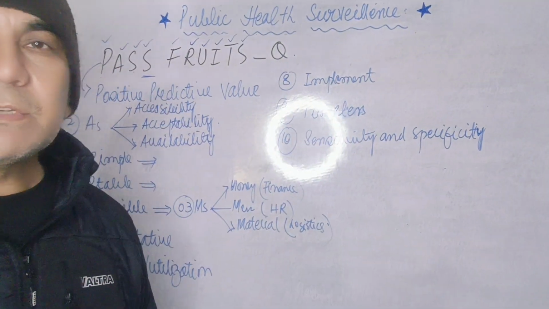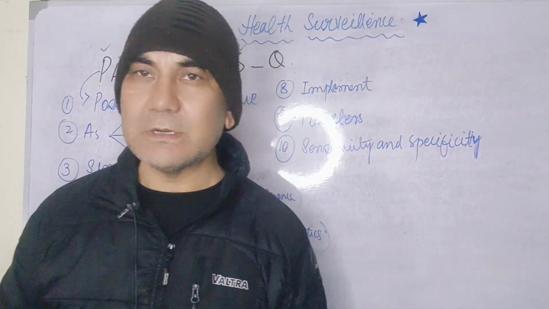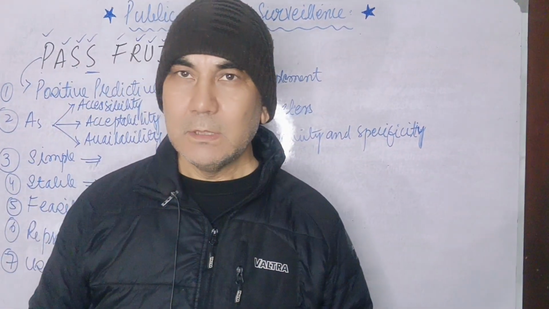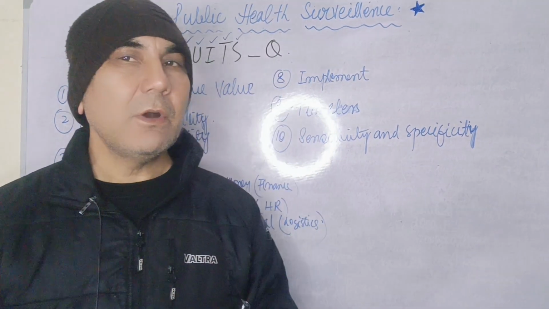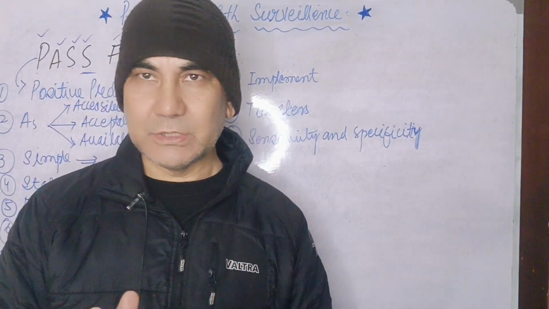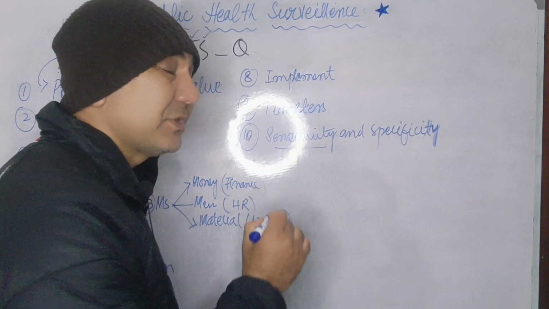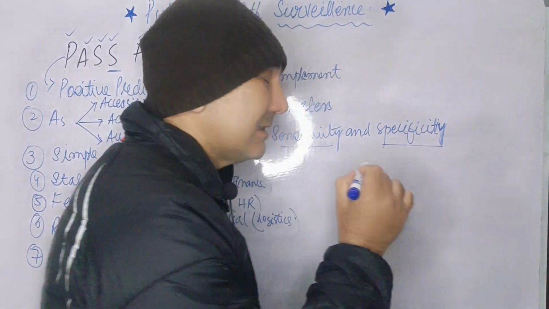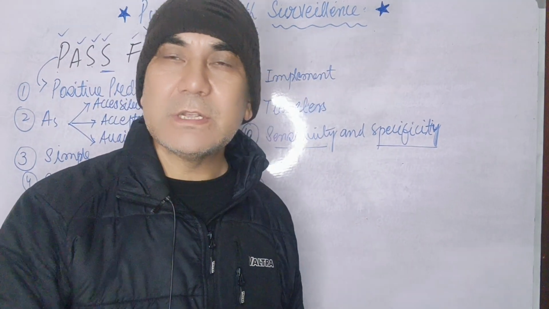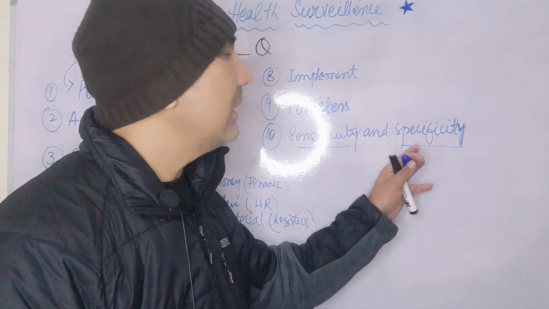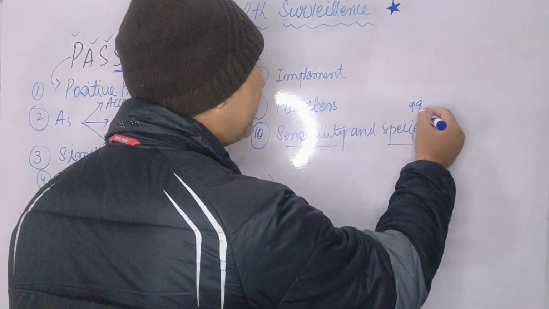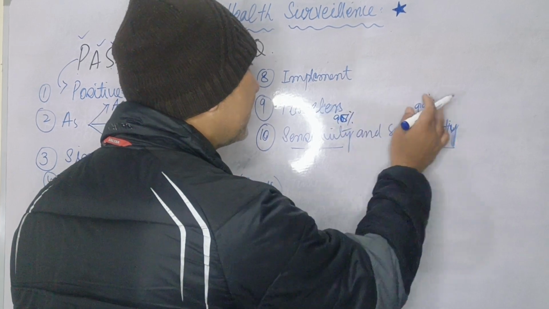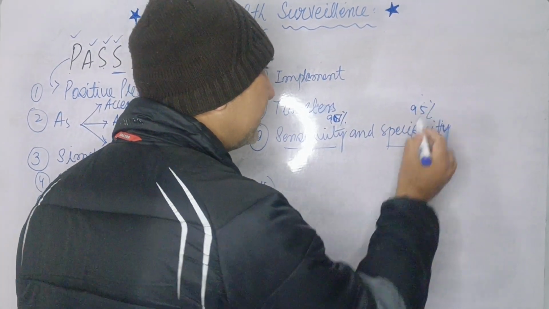And the sensitivity or specificity of the screening test or of the surveillance system should be higher. When the sensitivity of any screening test or surveillance system is higher, it captures more of the true positive people. And if the specificity of any screening test or surveillance system could be higher, suppose it is 99%, or 95%.